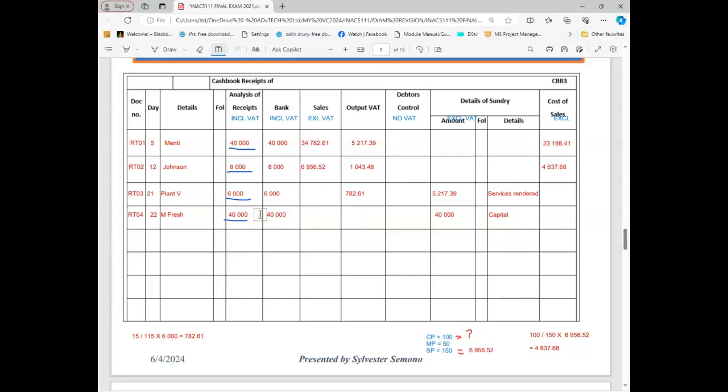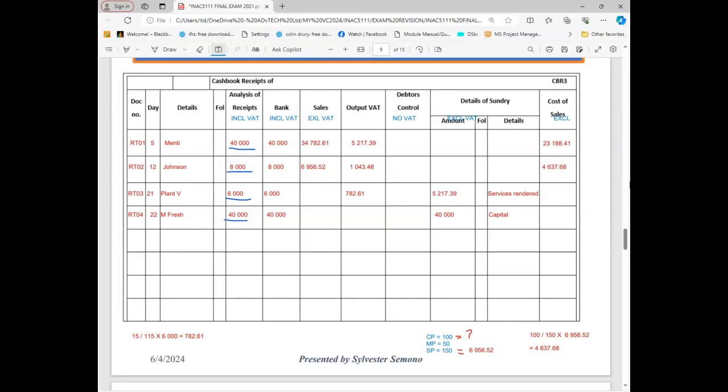Not vettable. Do not calculate VAT. As long as you see capital under receipts, never ever calculate VAT. I repeat, never ever calculate VAT. But I know you're going to calculate VAT. But I still love you guys. At the end of the day, make sure you are careful.